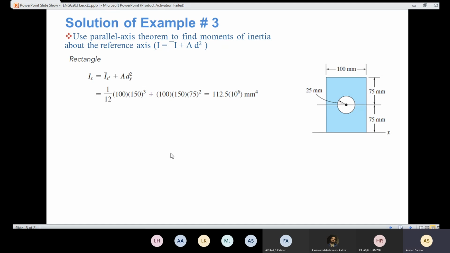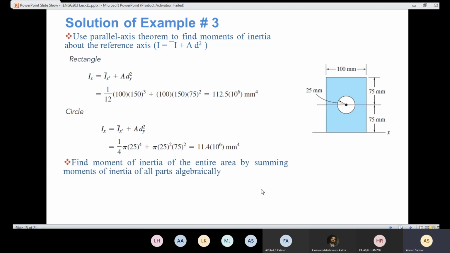Also, I need to do this for the circle. I'm going to use the same formula for the circle. Ix, the moment of inertia about this axis, because of the circle here, is going to be the moment of inertia about the centroidal axis for the circle, which is 1/4 pi r to the power 4. We say that r is 25. The area is pi r squared, and the difference between this axis and that axis is 75. So now I know the moment of inertia about x because of the rectangle and because of the circle. Then I need to determine the summation.